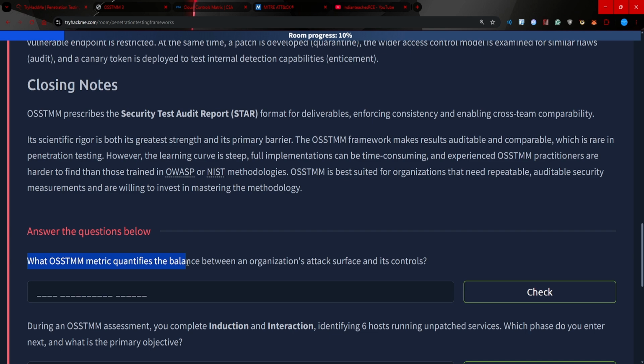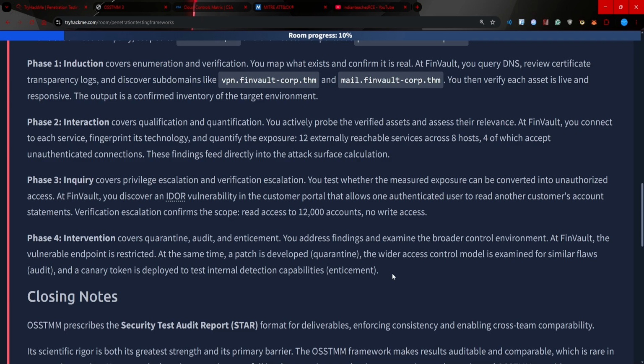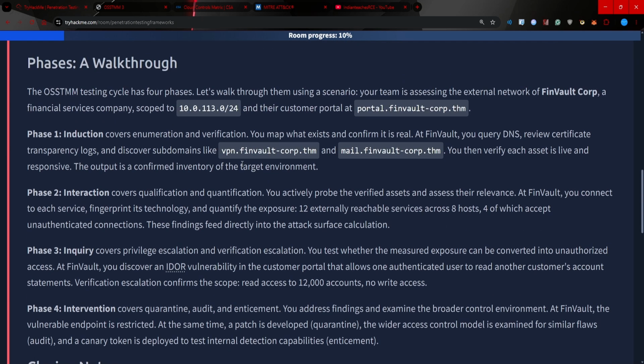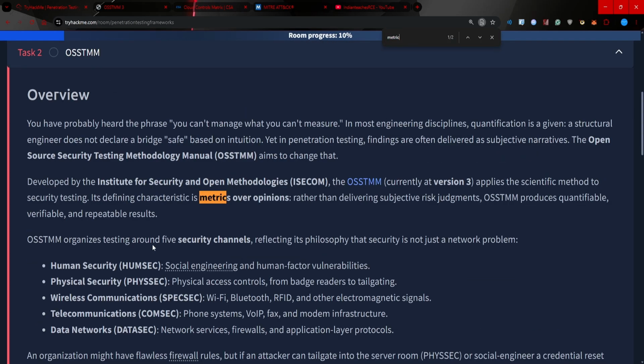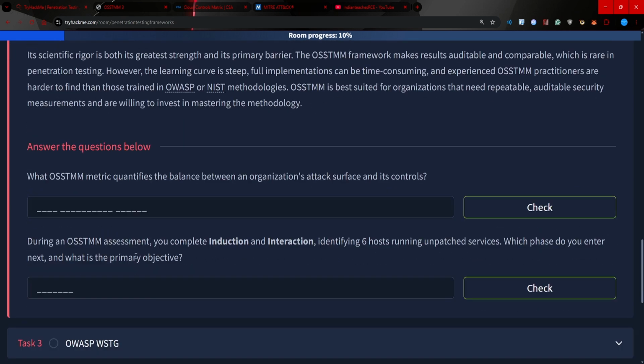What OSSTMM metric quantifies the balance between an organization's attack surface and its controls? Ooh, isn't it this one, introduction? Okay, metric, OSSTMM metrics. Metrics over opinions. Oh, wait, is this the one we are talking about? No. What OSSTMM metric quantifies the balance between an organization's attack surface and its controls?